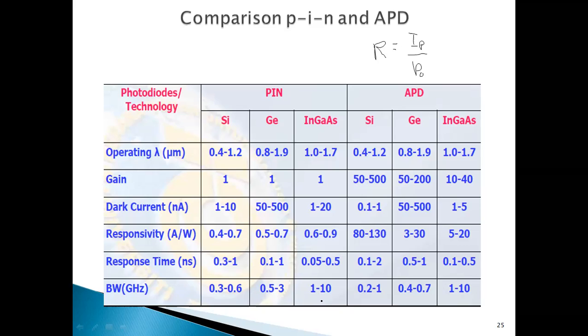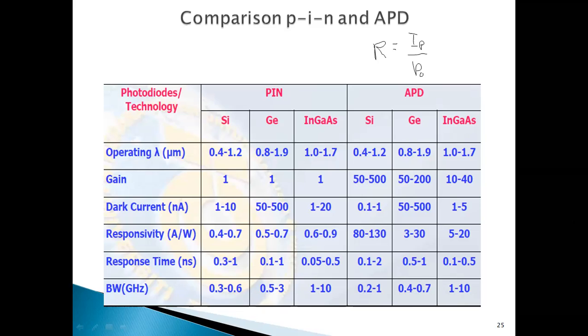And for the bandwidth, we can see that the value is the same for indium gallium arsenide for both PIN and APD. For silicon, we have slight changes, while for germanium we have quite different changes between the PIN and the APD photodiode. Okay, so this is a comparison between the PIN and the APD.